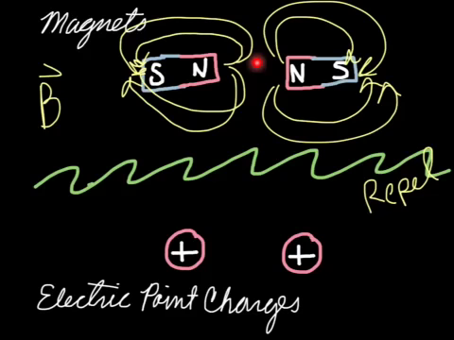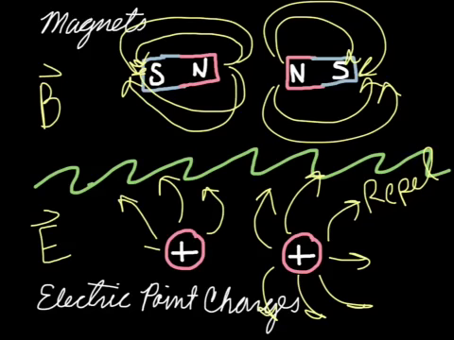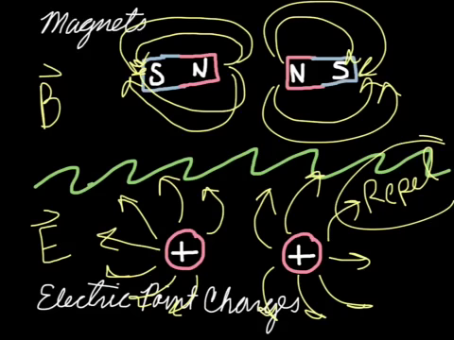Remember, the electric field E moves away from positive charges. Because they're repelling each other, their fields are going to bend away from each other, so it ends up looking something like this. This one is showing repelling. At this point right here, we have no electric field.